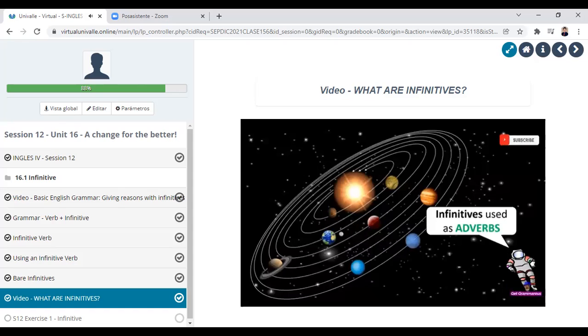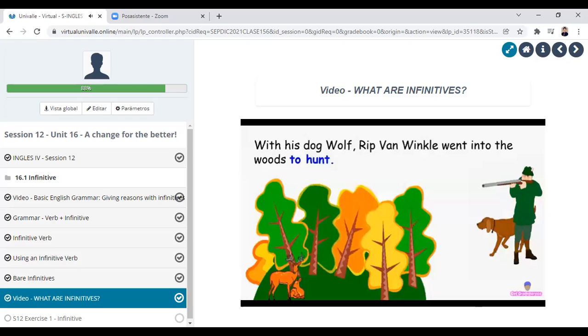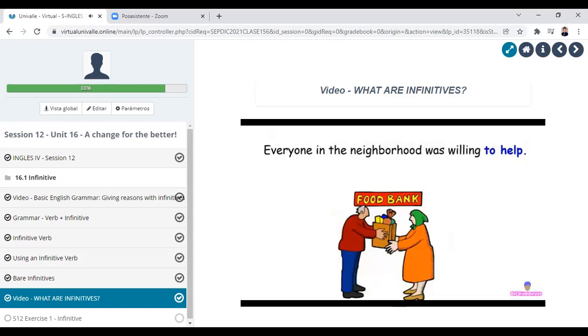Infinitives used as adverbs. With his dog Wolf, Rip Van Winkle went into the woods to hunt. To hunt is an adverb modifying the verb went. Everyone in the neighborhood was willing to help. To help is an adverb modifying the adjective willing.